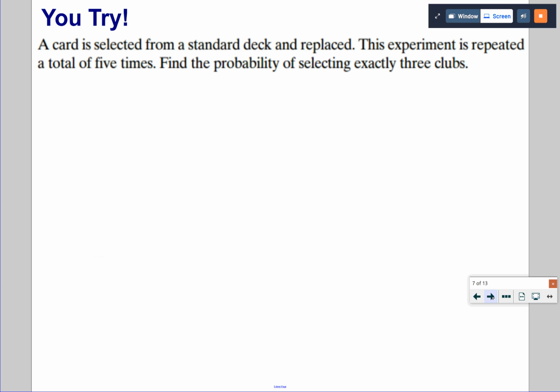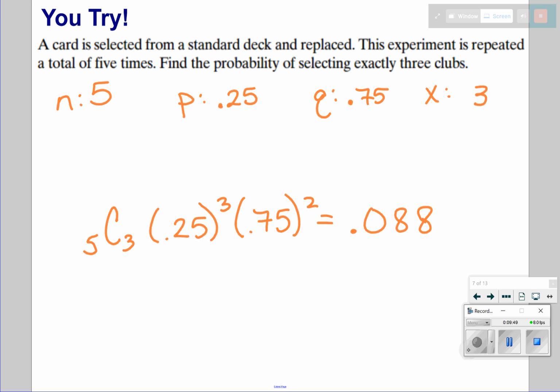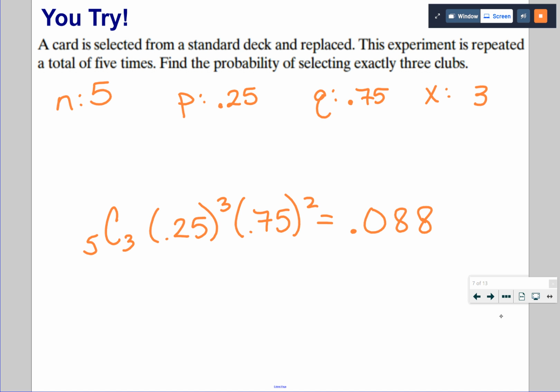All right, try this one on your paper using the binomial theorem. N is 5, P is 0.25, we talked about that earlier, the probability of getting a club out of 52. 75% is our Q. 3 successes, 3 clubs. So 5 choose 3, 0.25 to the third for 3 successes, 0.75 squared for 2 failures.